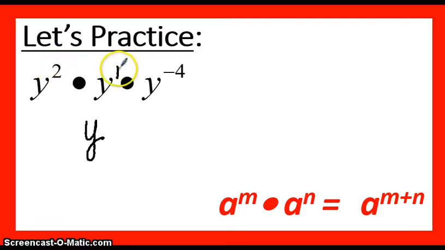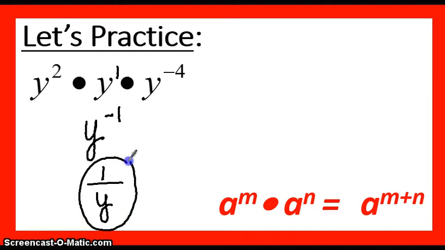2 plus 1 is 3. 3 plus negative 4 is negative 1. If you have 3 and you owe 4, then you owe 1. Now this is more simplified than it was to begin with. However, we have to simplify it further because now we have a negative exponent. So we'll write 1 over y, or y to the first. This is your simplified expression.